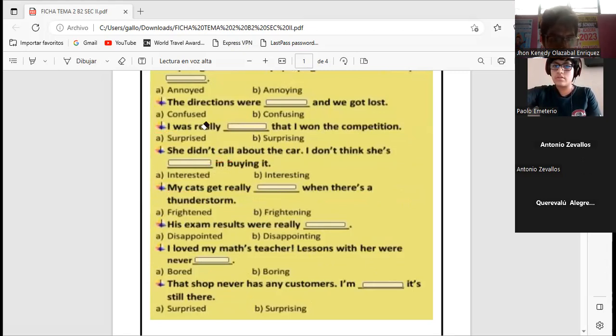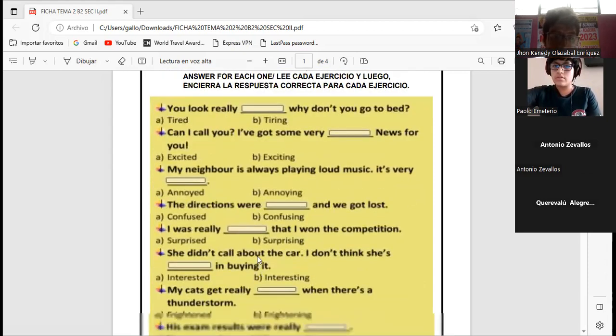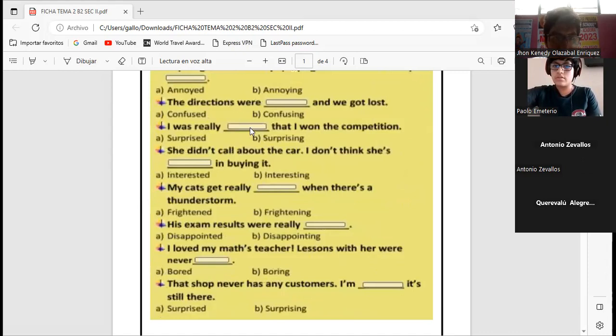Number nine, sorry, I don't remember. One, two, three, four. Number seven, okay? Number seven: my cats get really frightened when there's a thunderstorm. My cats, is it a person or an animal? Animal. So we use frightened or frightening? Frightened, guys, because it is an animal, okay?